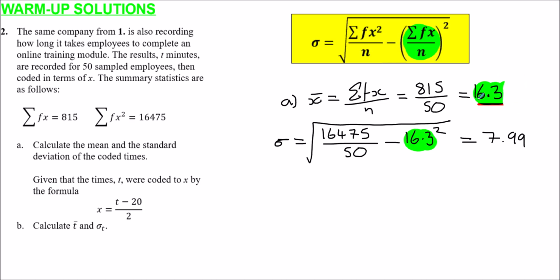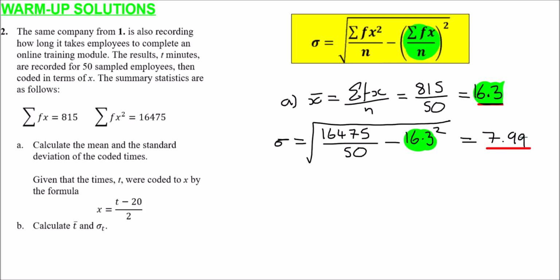You should notice from question 1 these figures are exactly the same, and that's because it is exactly the same data, essentially, just presented in two different ways. So just to show you how the same question can be presented in one way, for example in a grouped frequency table, but you also need to know how to calculate statistics if you're given these summary statistics as follows. So you need to know how to do both. So that's the mean and standard deviation of the coded times.